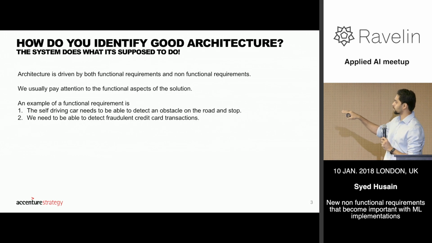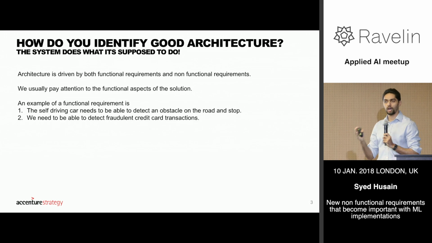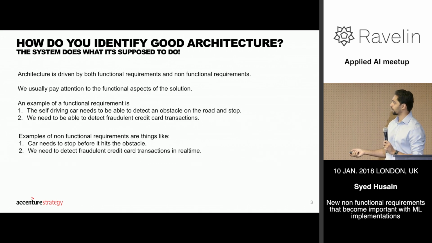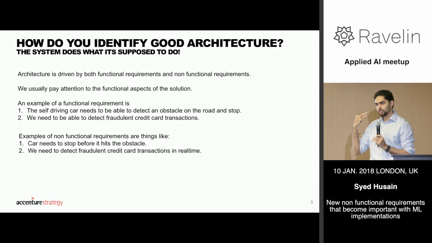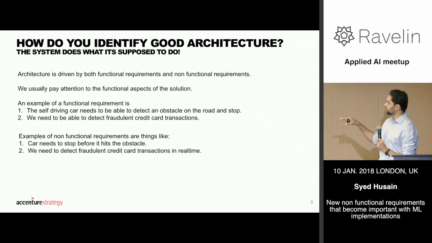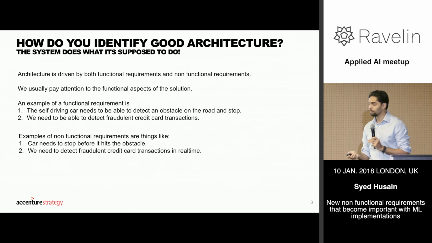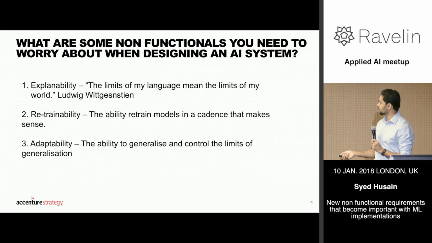So self-driving car needs to be able to detect an obstacle on the road and stop. Great, that's a functional requirement. We need to be able to detect fraudulent credit card transactions. Functional requirement, great. What's a non-functional requirement? Car needs to stop before it hits the obstacle, right? Yep. Then there are things about stopping in time, analyzing, detecting stuff in time, and hitting the brakes. We need to detect a fraudulent credit card transaction in real time, not after the fact, the way it's usually done, right? Examples of non-functionals.